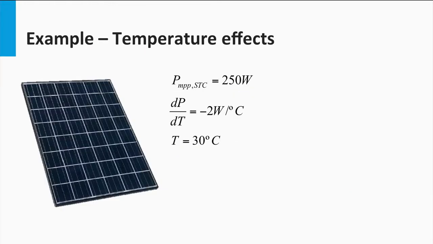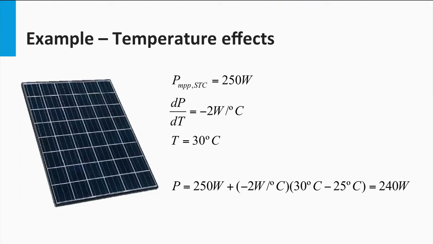Let's take a look at an example. If the maximum power output of a PV module under standard test conditions is 250 watts and the temperature coefficient of power is -2 watts per degree Celsius, then the module's power output at a temperature of 30 degrees Celsius can be calculated as follows. The power is 250 watts plus -2 watts per degree multiplied by the temperature difference 30 minus 25 degrees Celsius, which gives you 240 watts.